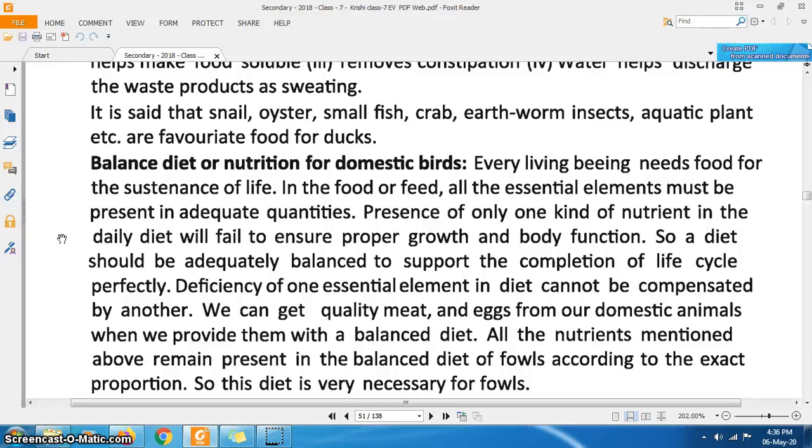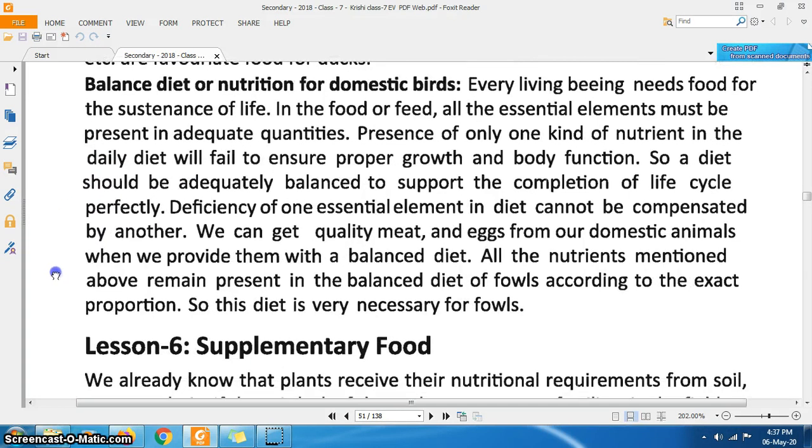We can get quality meat and eggs from our domestic animals when we provide them with a balanced diet. All the nutrients mentioned above remain present in the balanced diet of fowls according to the exact proportion. So, this diet is very essential for fowls.